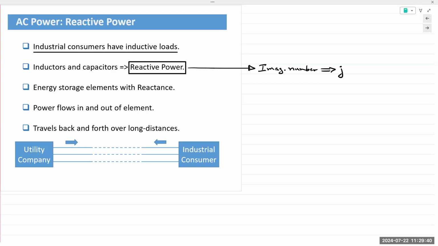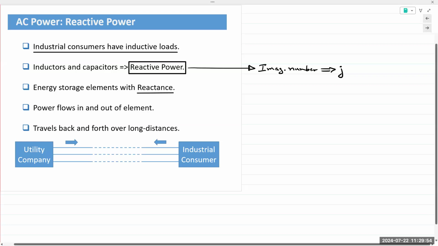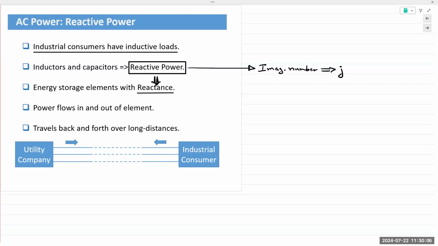Only energy storage elements like inductors and capacitors have reactance. So reactive power is associated only with inductors and capacitors, not with resistors. And the thing with this is that if it's DC, then the energy flows in one direction. If it's AC, then it flows in both directions.